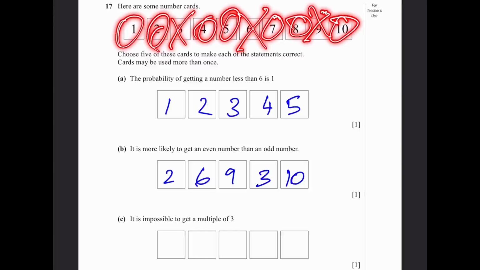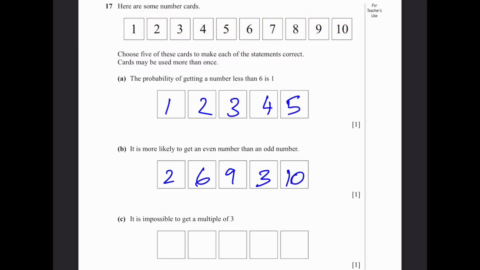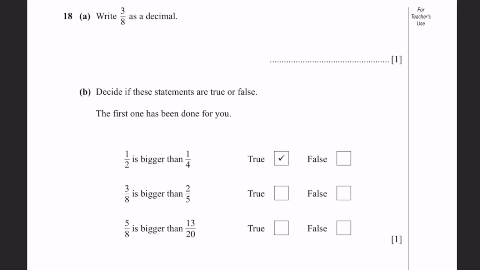instead of any of the numbers which I've taken. You just have to make sure that you don't take 3, 6, or 9 and take any 5 numbers. So let's see, 1, 2, 4, 5, 7. And that's the answer. Question 18.